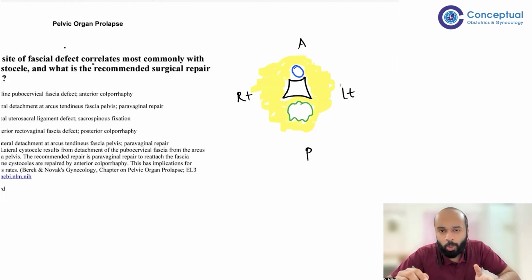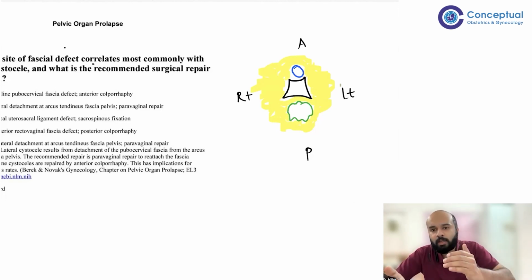You can see it very often whenever you're doing your LSCS, whenever you are separating your UV fold. In the layer between your uterovesical or visceral peritoneum fold and your uterine lower segment, you can see very thin cotton-like substance, and that happens to be your endopelvic fascia. So that is present throughout your pelvis, which helps in stabilizing it. The yellow thing that I've made over here is that endopelvic fascia.